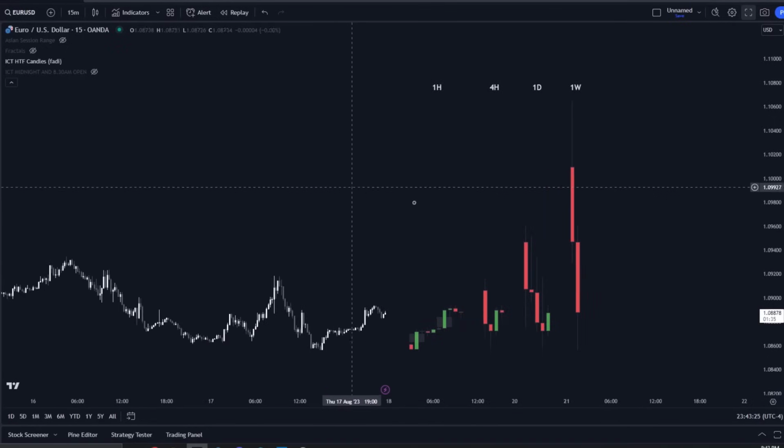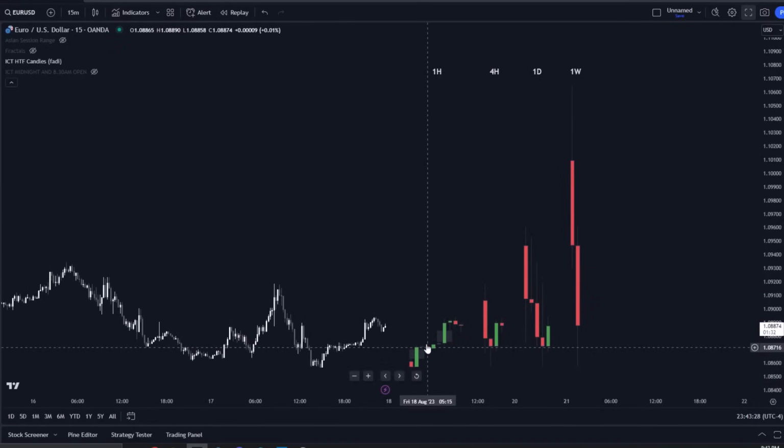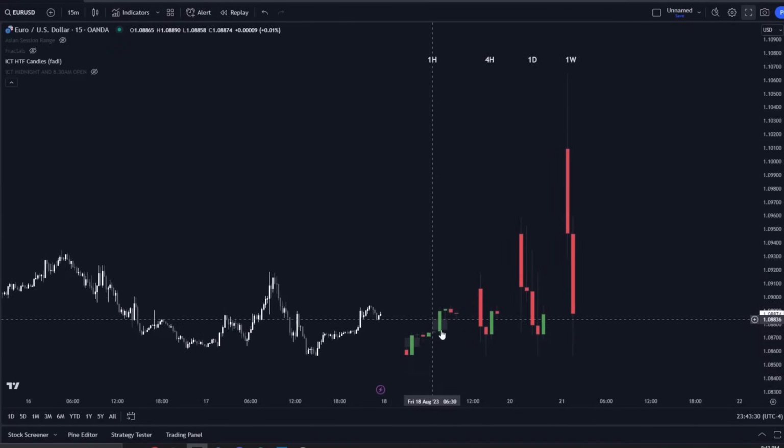Basically, it shows you everything right here. It shows you the 1 hour. How does it look on the 1 hour? So basically, it tells you that, okay, at this low, this was the low of the 1 hour, and the price went up, and we had a fair value gap, and the price kept going up. It shows you the 4 hour, the daily, the weekly.